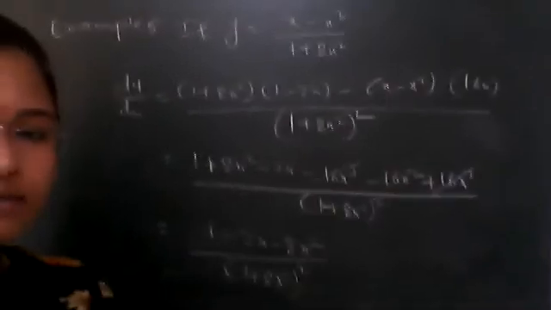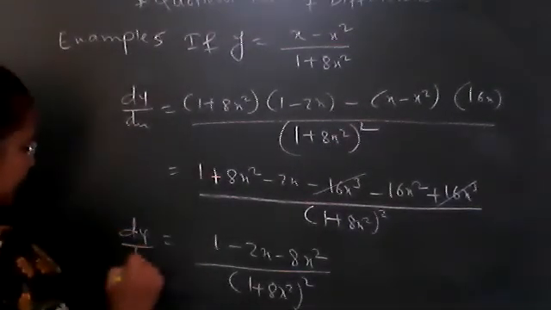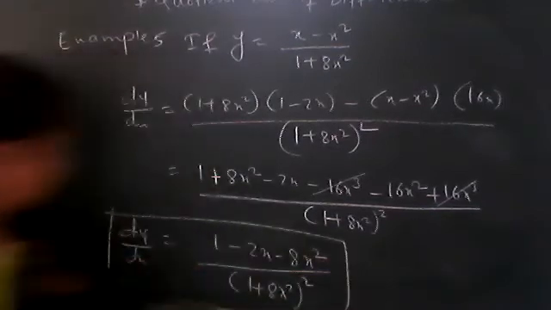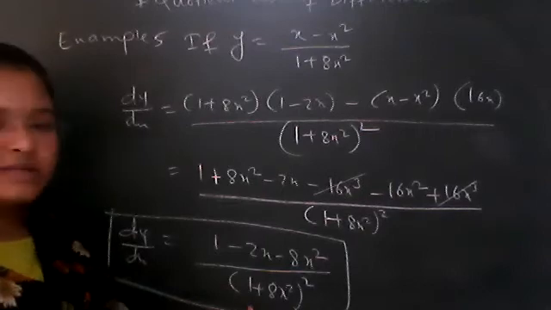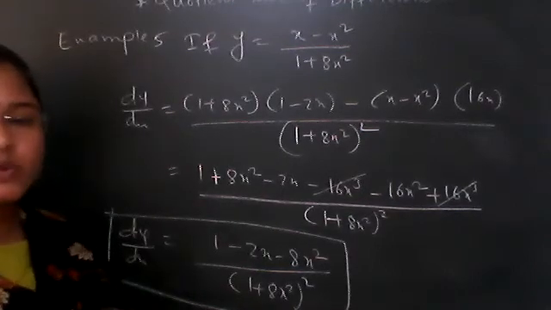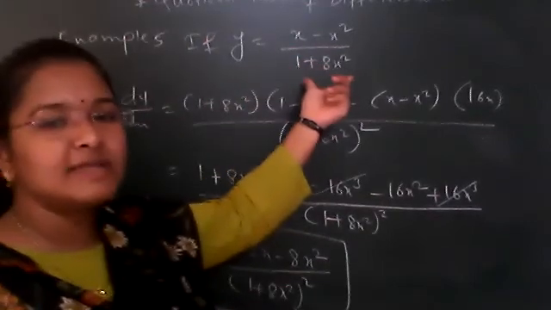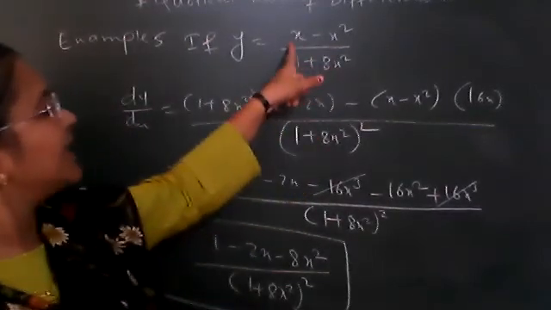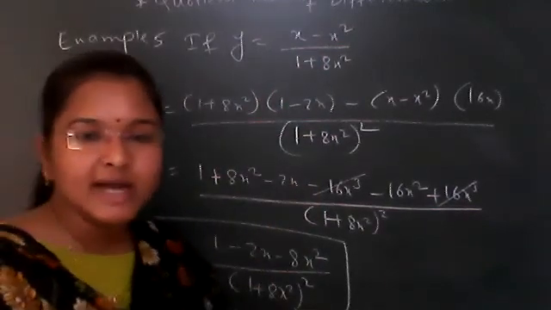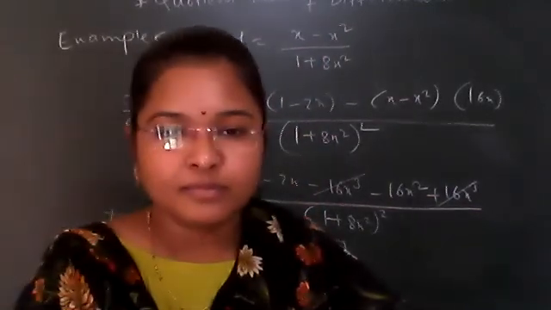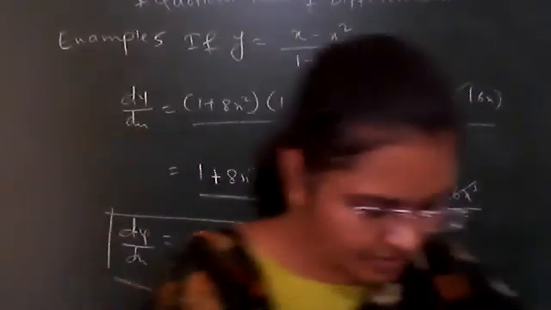Visible, no? Last step? Yes. No need to write this. So here dy by dx is 1 minus 2x minus 8x square, whole thing divided by 1 plus 8x square bracket square. Your function was y as a function of x, where it is x minus x square upon 1 plus 8x square. Getting? Any doubt, boys? No, ma'am. Okay.